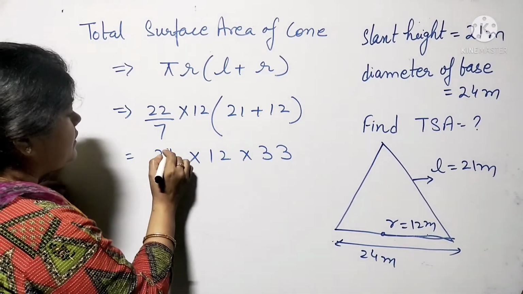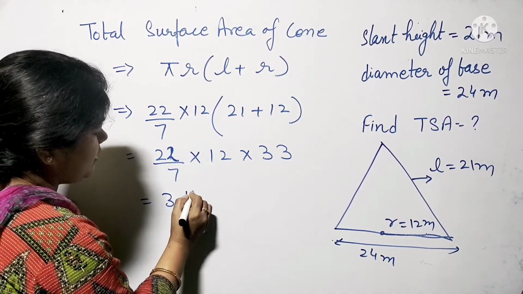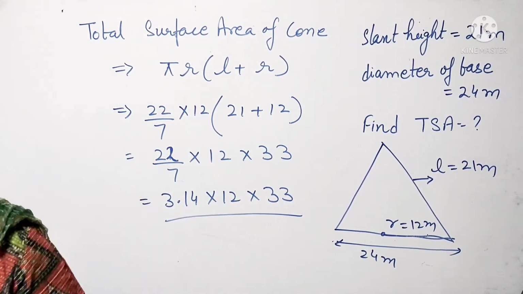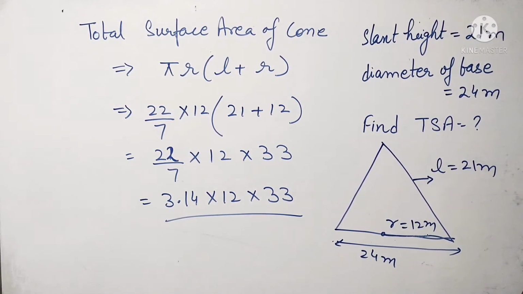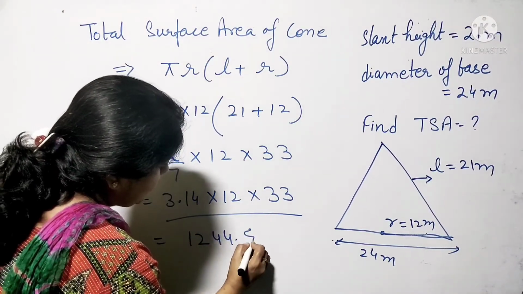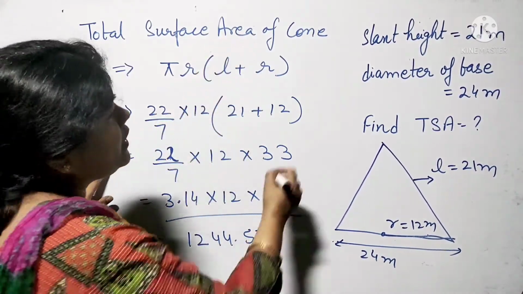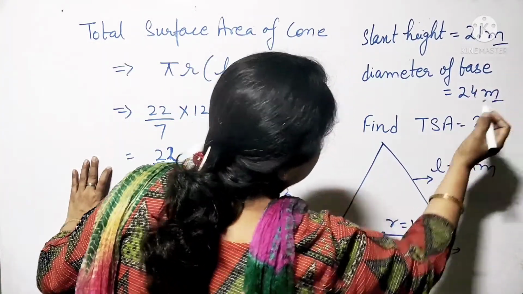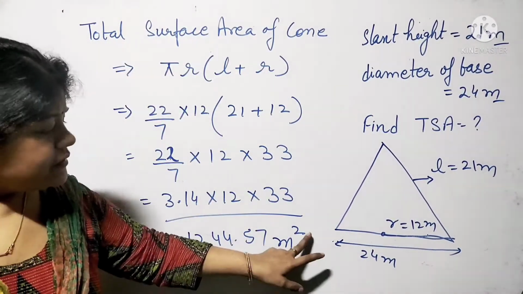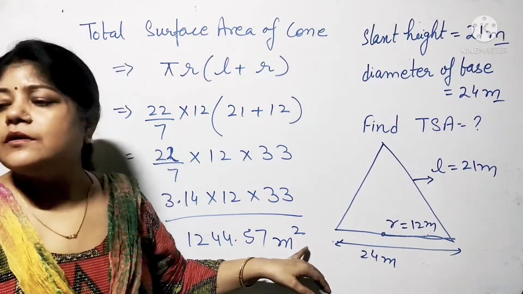Now we write 22 upon 7 into 12 into 33. Now this may be cut, or you can take 3.14 into 12 into 33. Now when you multiply, you will get the answer. When we multiply, we get 1244.57. Now it is again total surface area, and it is given in meter, so we write meter square. The unit of surface area is square. If it is given in centimeter, then it is centimeter square. If it is given in meter, then it is meter square.